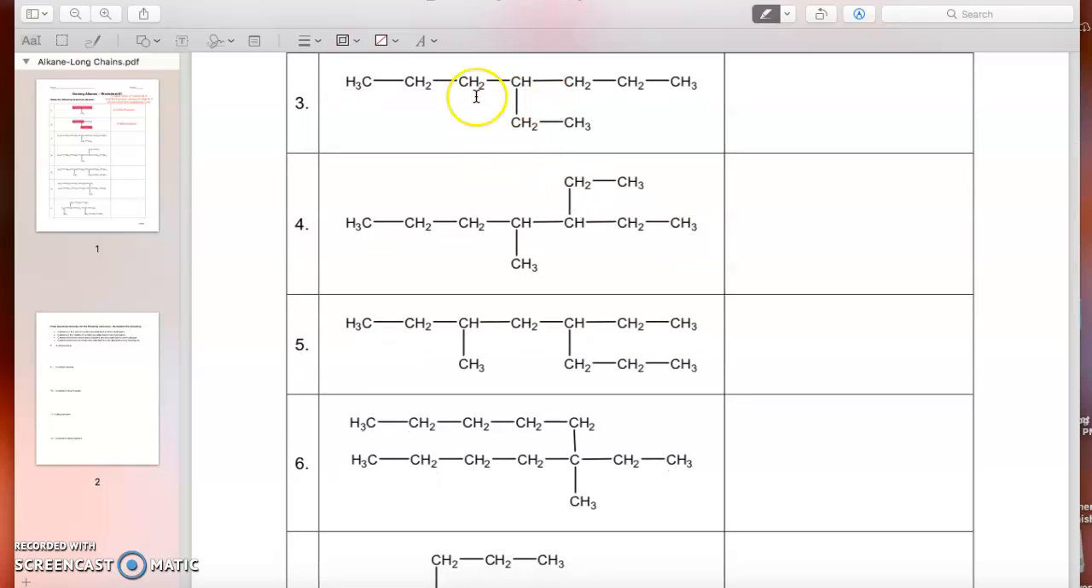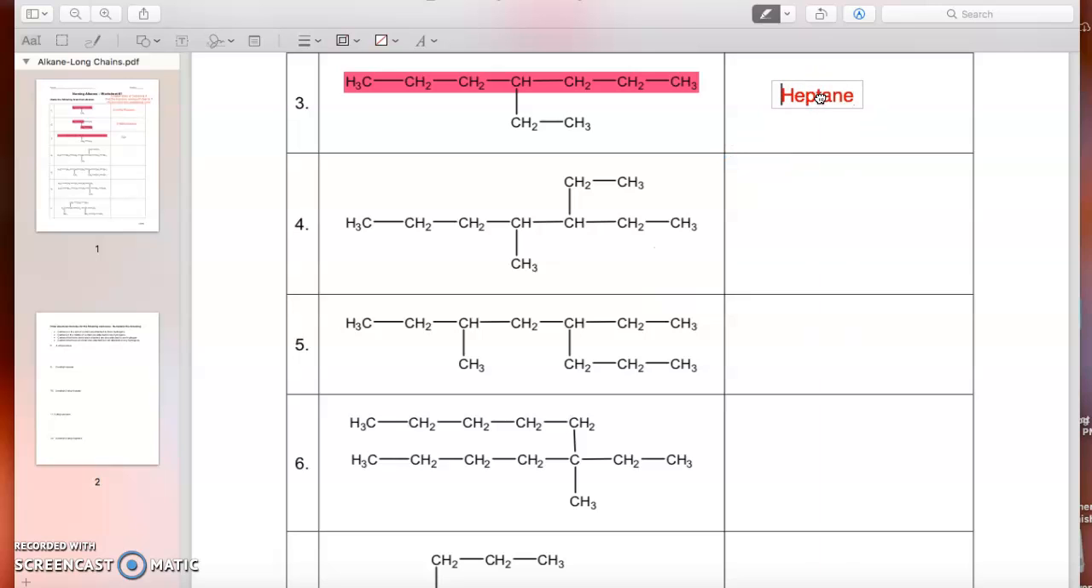Okay, next one. So we have 1, 2, 3, 4, and when I hit my roadblock, let's just keep going straight, 5, 6, 7. Or I can have 1, 2, 3, 4, hit my little roadblock, go down 5, 6. So you'll notice going straight across gives us 7 and going down gives us 6. So we want to go with our straight across that's giving us more. So it's going to be 7 here. Okay, so our name for 7 is heptane.